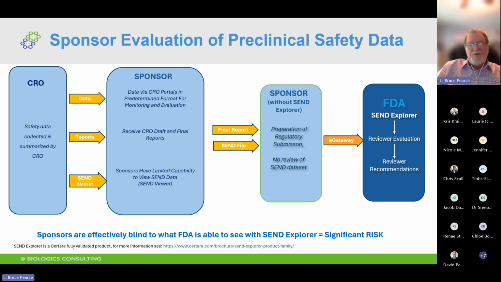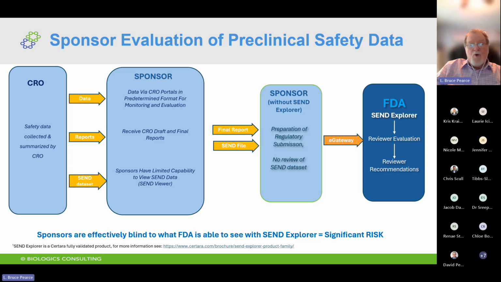And even with a SEND viewer, unless you understand what's in there and the format for the data, it's almost uninterpretable. And generally, what is done is the final report is combined with the SEND data file and put into the submission and sent to FDA. So again, sponsors are effectively blind to what FDA is able to see because they put this data immediately into SEND Explore and begin interrogating it.